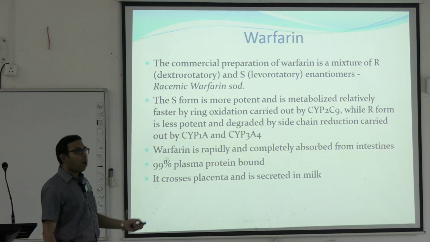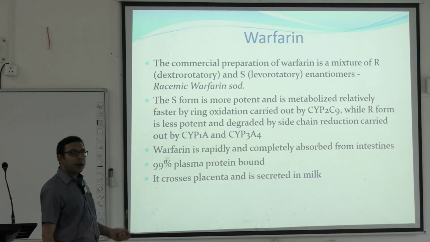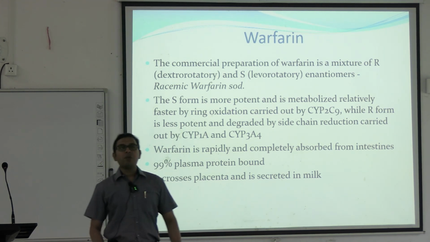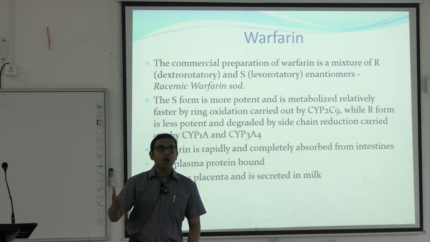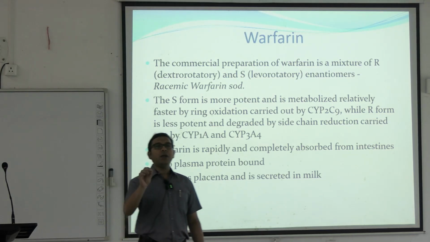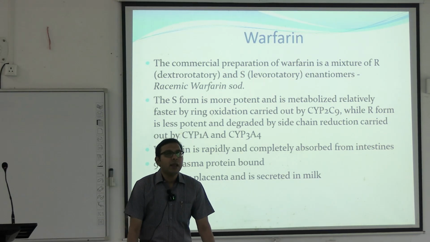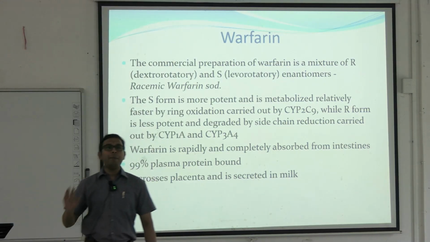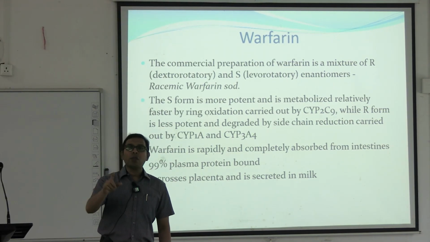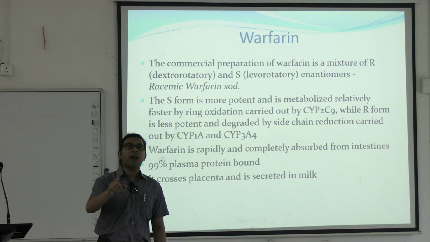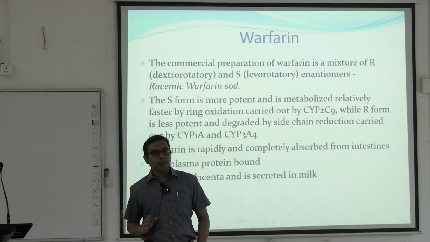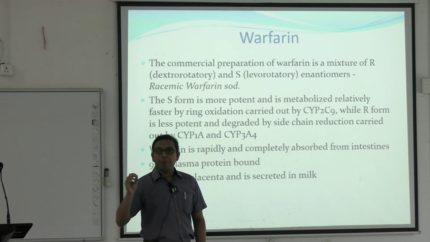Warfarin is rapidly and completely absorbed from the intestine, 99% plasma protein bound, already I have discussed, and it crosses the placenta and is secreted in milk. That's why warfarin is teratogenic. So when you are asked what anticoagulant can be given in pregnancy, the answer is heparin. Already we have seen heparin cannot cross the placenta, but warfarin crosses it and has teratogenic effects. That's why warfarin is not to be given in pregnant patients. It is also secreted in the breast milk.